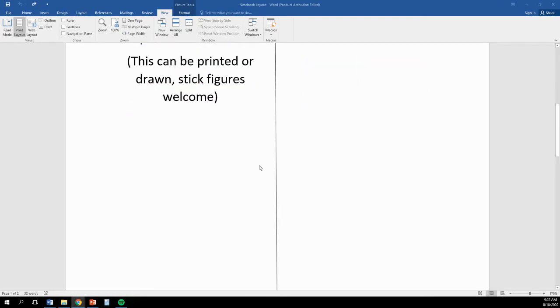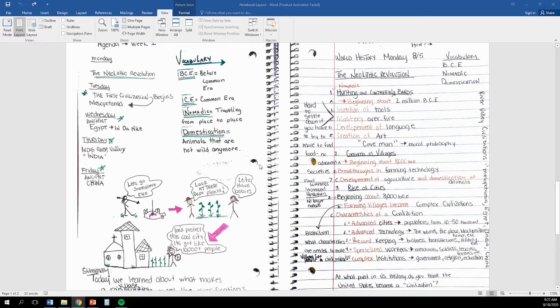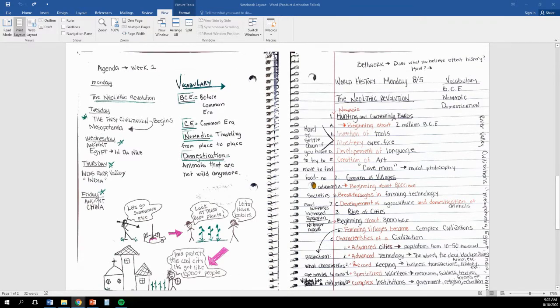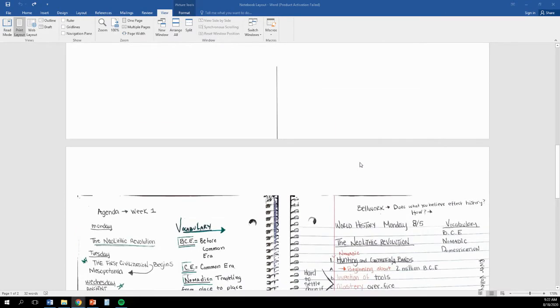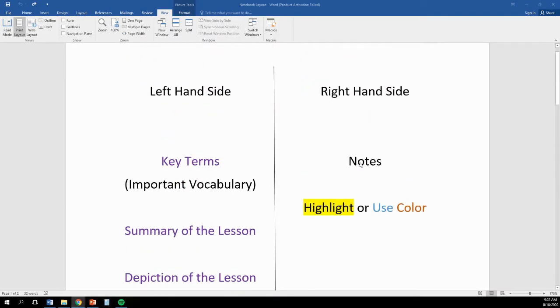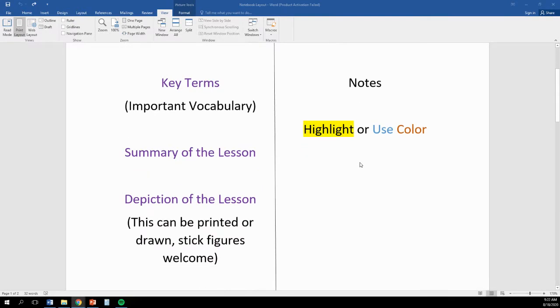So if we're looking at a notebook, this is just a photocopy of my notebook. This is the left-hand side of the spiral notebook. This is the right-hand side of the spiral notebook. So when we're looking at this, on the left-hand side, I expect you to have key terms, which are going to be just terms from the lesson that we go over.